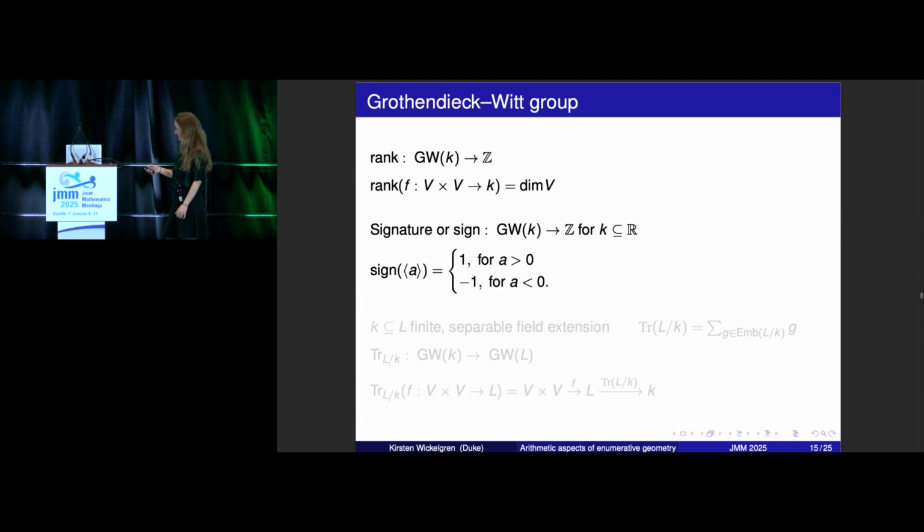we can use a signature. So if K is inside R, then it's a theorem of Sylvester that any bilinear form can be diagonalized to have a bunch of ones and a bunch of negative ones. And you take the number of ones minus the number of negative ones. So this is a homomorphism of sending a positive number to 1, a negative number to -1.